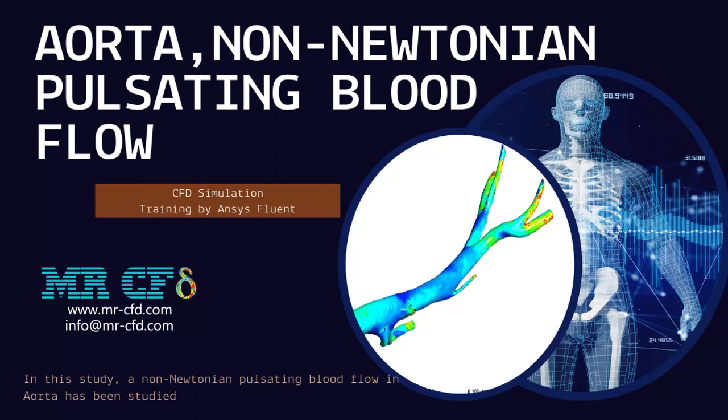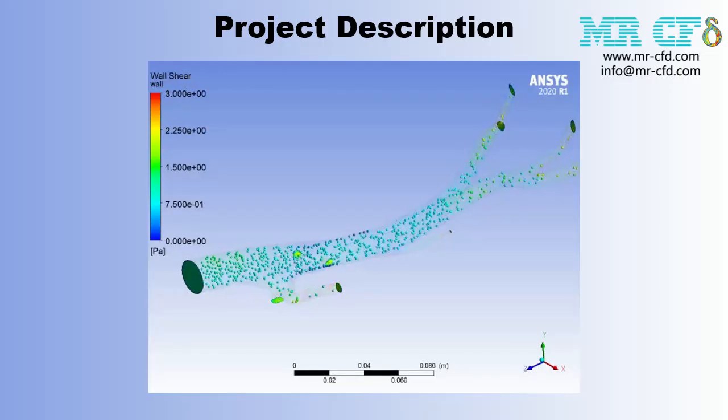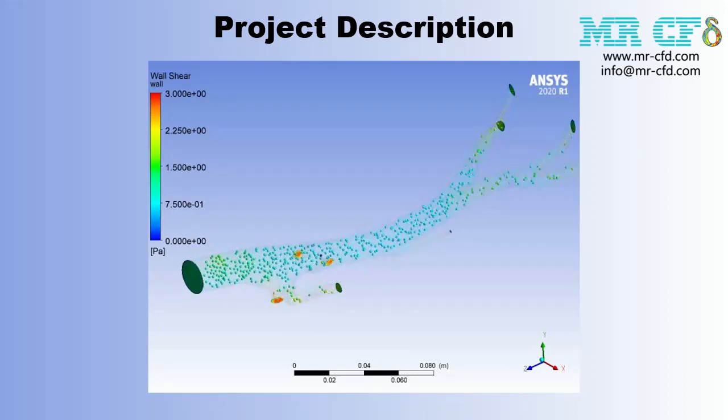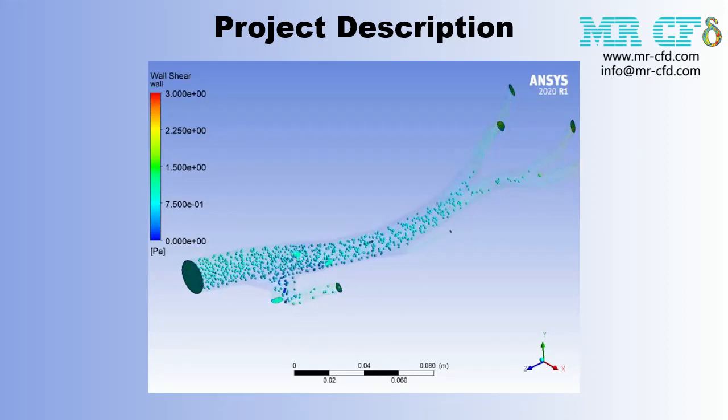In this project, we are going to simulate the flow inside the aorta vein using the non-Newtonian pulsating blood flow. In this study, a non-Newtonian pulsating blood flow in aorta has been studied. UDF defines the pulsatile inlet velocity.